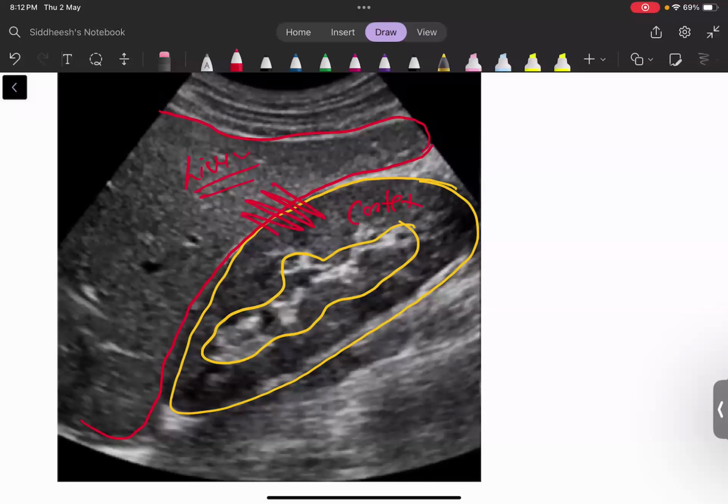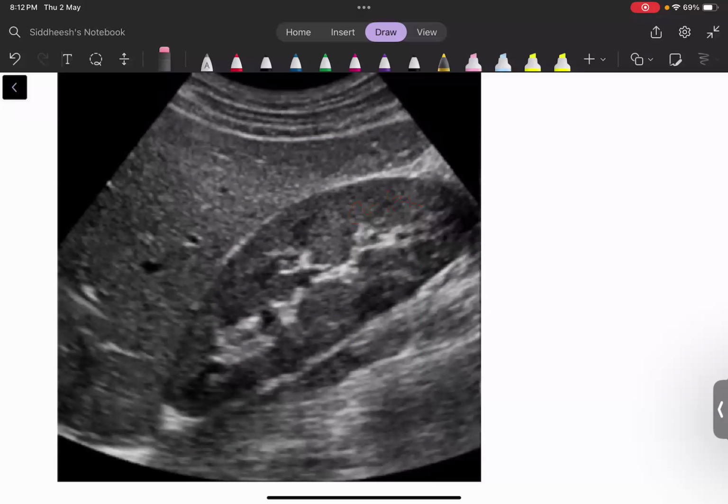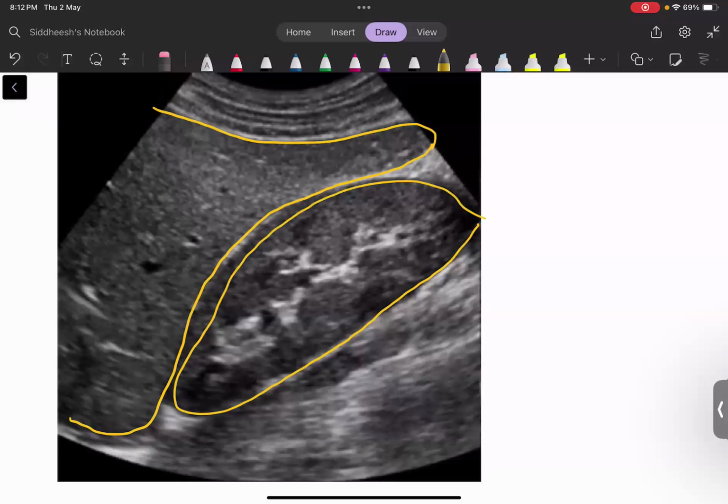It is comparatively matching. Okay, wait, let me mark it. See, just try to follow my cursor. This is your liver, right? This is your liver, correct? This is your renal system, right? Here we have the cortex.